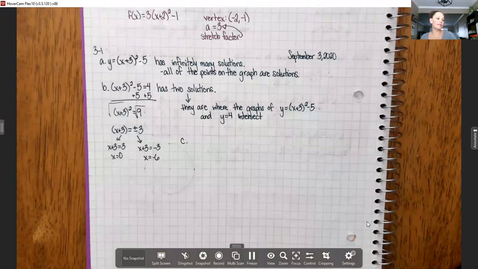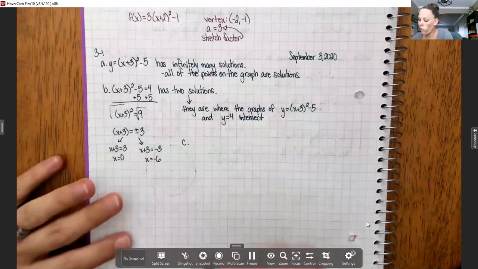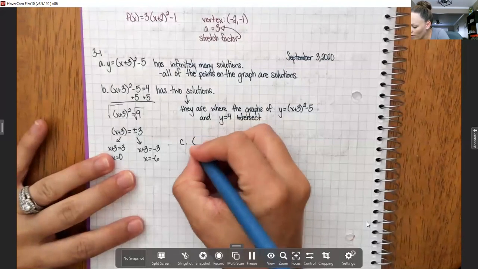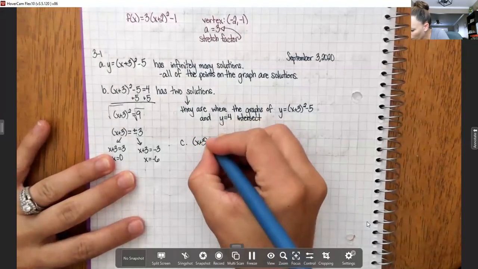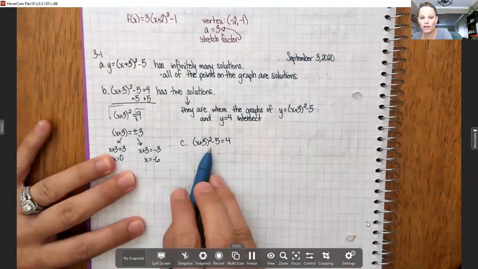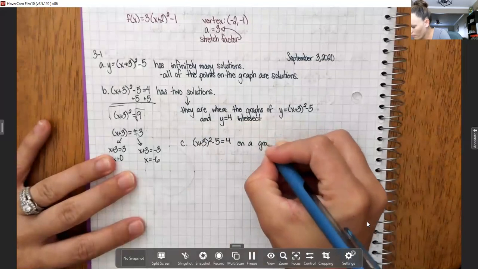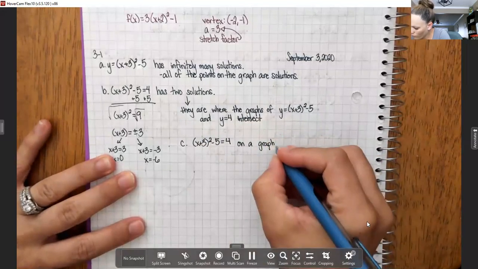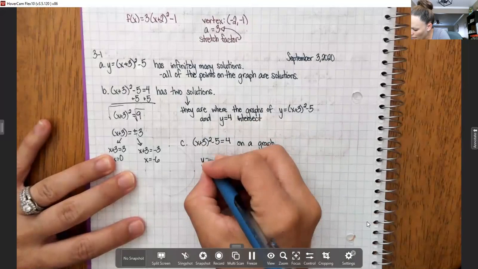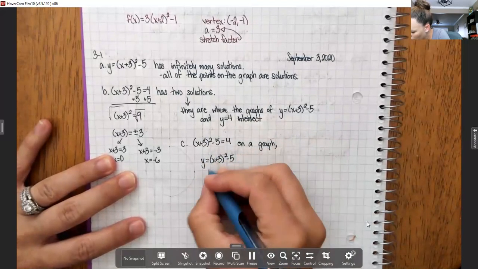So for part C, it says use the graph to solve it. And we already solved it algebraically, but I also showed you on the graph. So if we're solving x plus 3 squared minus 5 equals 4, this is basically the same thing. If we want to solve this on a graph, we do y equals x plus 3 squared minus 5 and y equals 4.